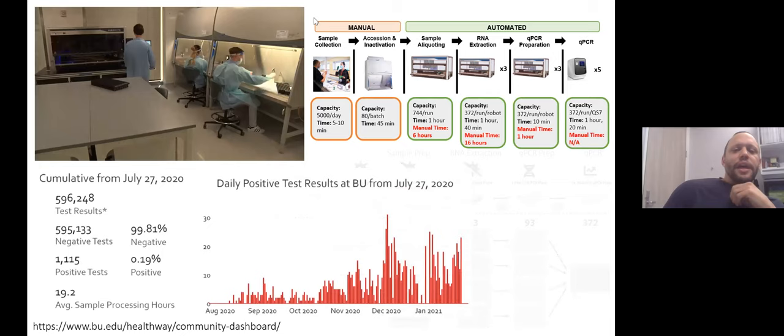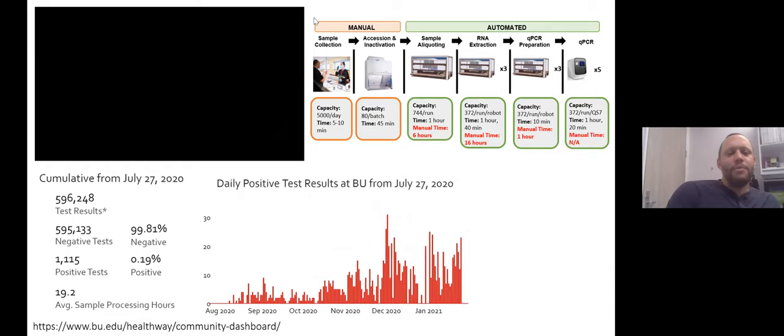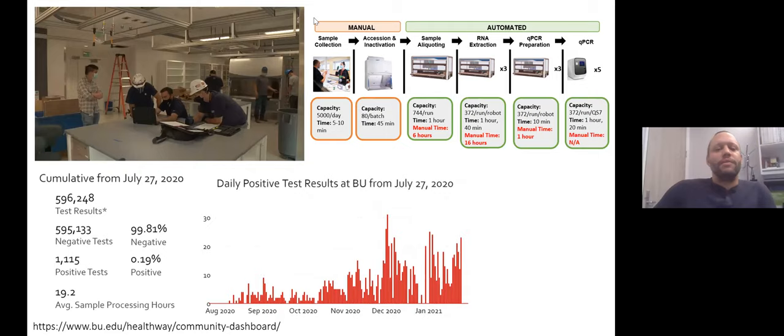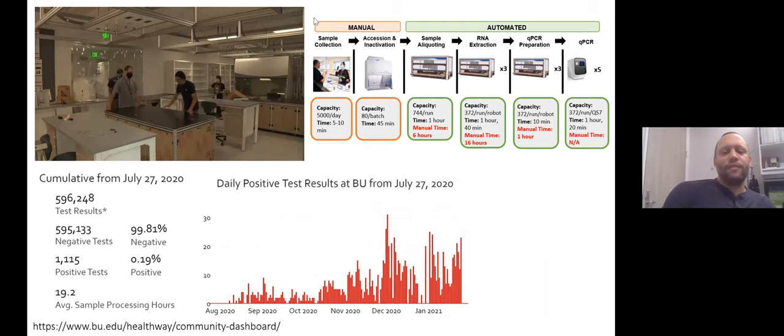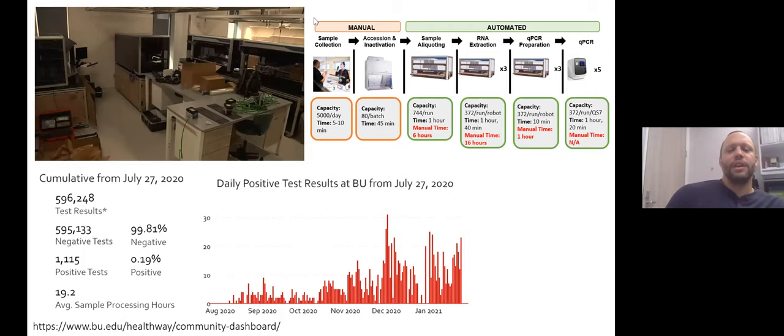And so these are kind of stats. There's actually a dashboard you can go to at the URL, and you can see how BU is doing. Since July, we've done almost 600,000 tests. You can see that we have about a 0.19 positive rate, which is, I don't like to say good, because getting positives is never good, but it shows that we've done a lot of diligence here at BU, and we've had a very safe environment, and we've been able to get around and isolate those folks. And so I think that's really cool that we were able to execute this so quickly. It was probably the quickest process I've ever seen with the number of people required.